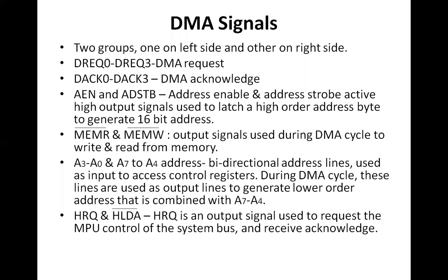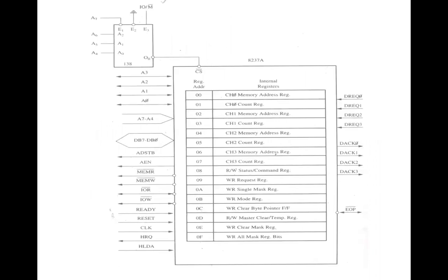Now let us discuss the DMA signals. We have many DMA signals which are associated with the DMA controller. Let us discuss one by one the individual lines of the pin diagram of 8237. VCC has not been shown. VCC is for the power supply. GND is not shown, GND is on the upper side. So GND is here, and it is for ground purposes.